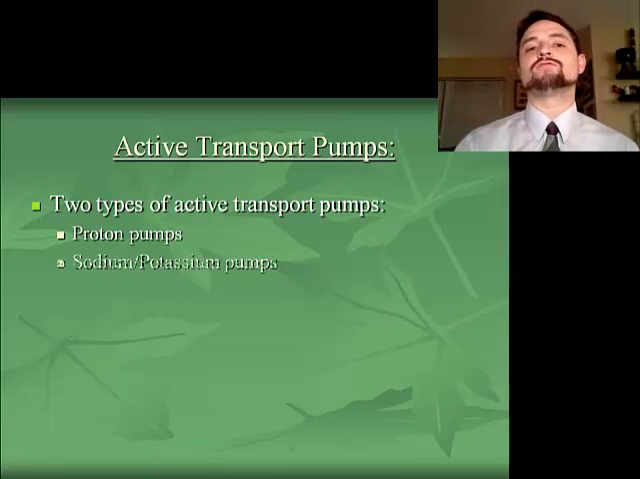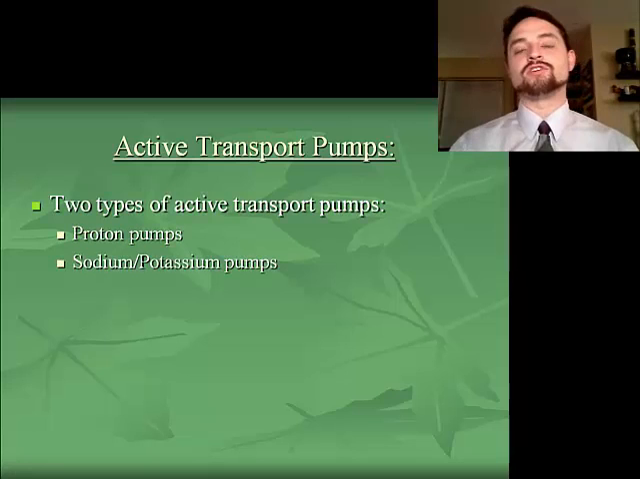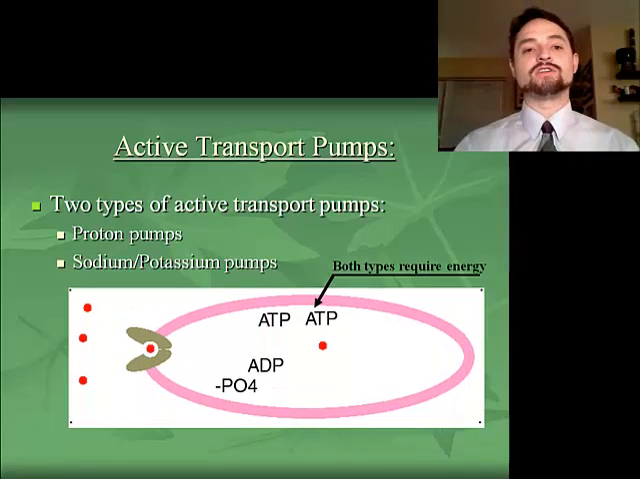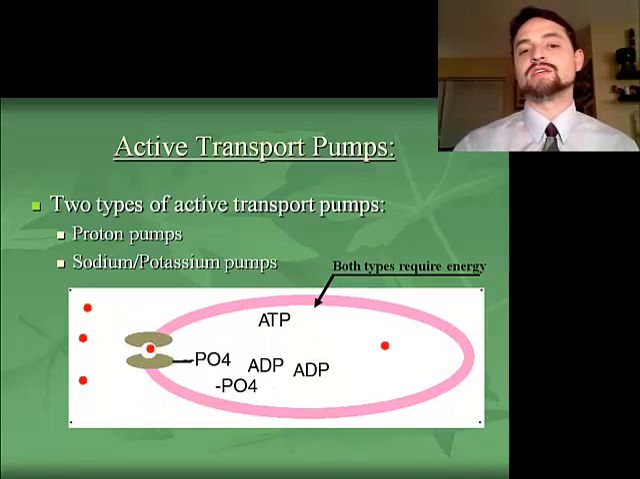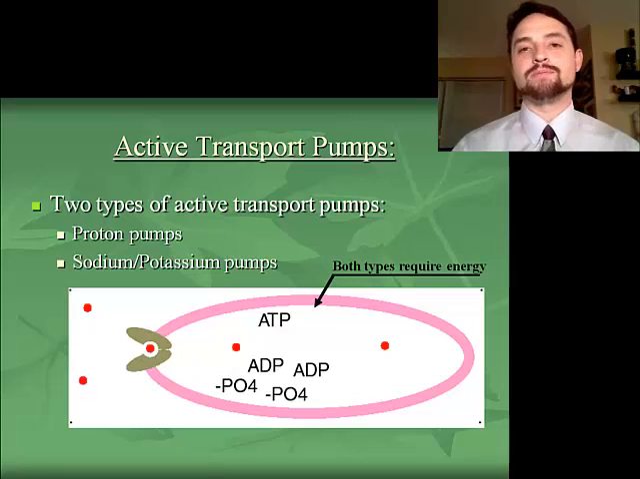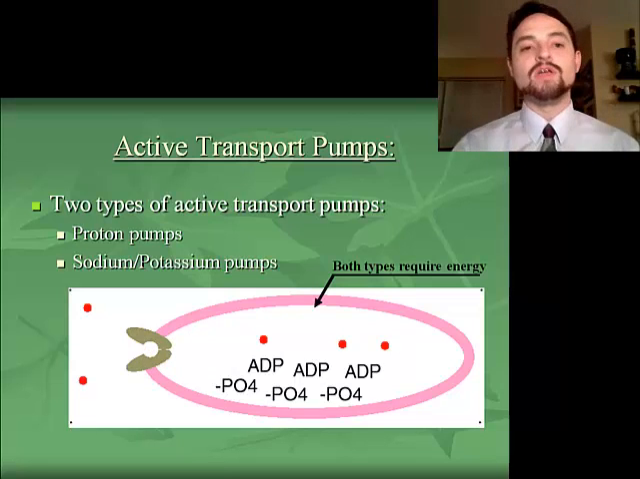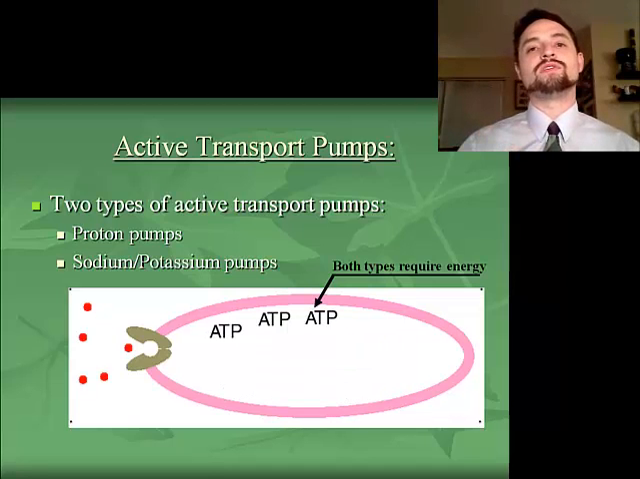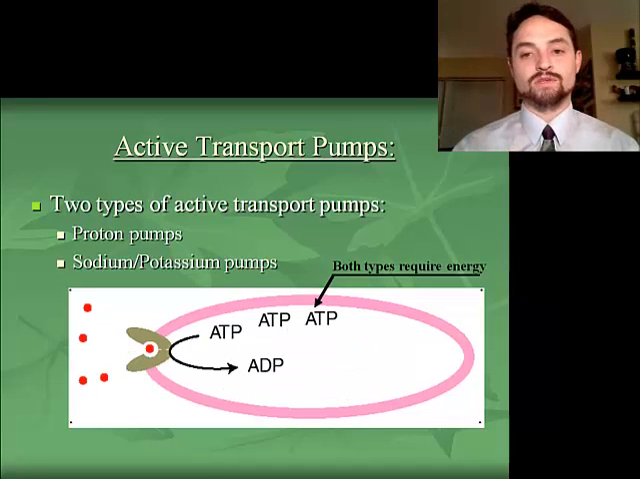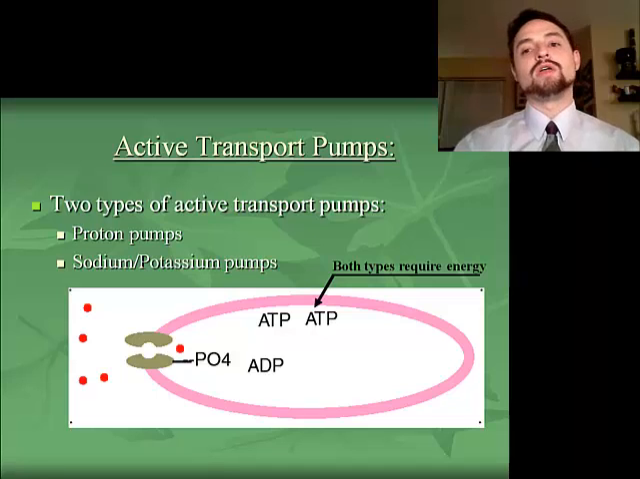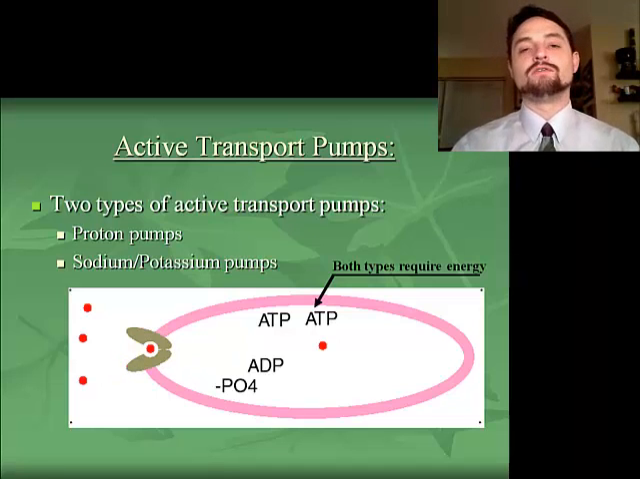There's two types of active transport pumps that we concern ourselves with really in biology. The first is called proton pumps. The second is called sodium-potassium pumps. The sodium-potassium pump is the one that you see most often in examples. The proton pump is the one that we see in photosynthesis and cellular respiration. Both types require energy for them to work.